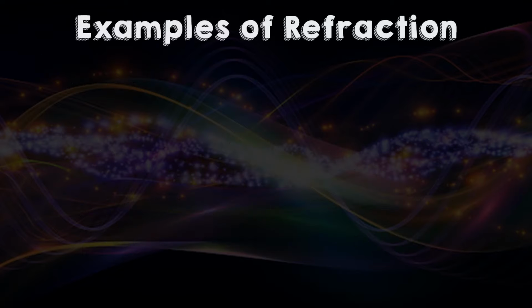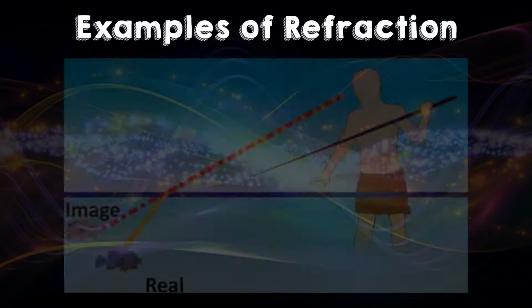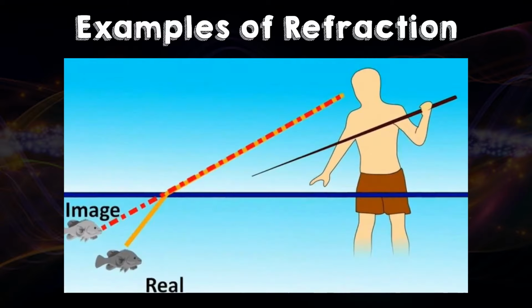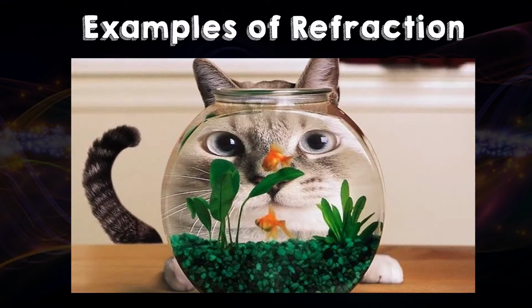A common example of refraction is exhibited when someone tries to catch a fish. The real fish is actually nearer the person, but due to the bending of light as it passes from gas to liquid, an apparent image of the fish, which is farther, is formed. Kaya akala ng tao mas malayo ang fish when in fact it is actually nearer. Another example of refraction is this. When your face appears bigger through a glass.